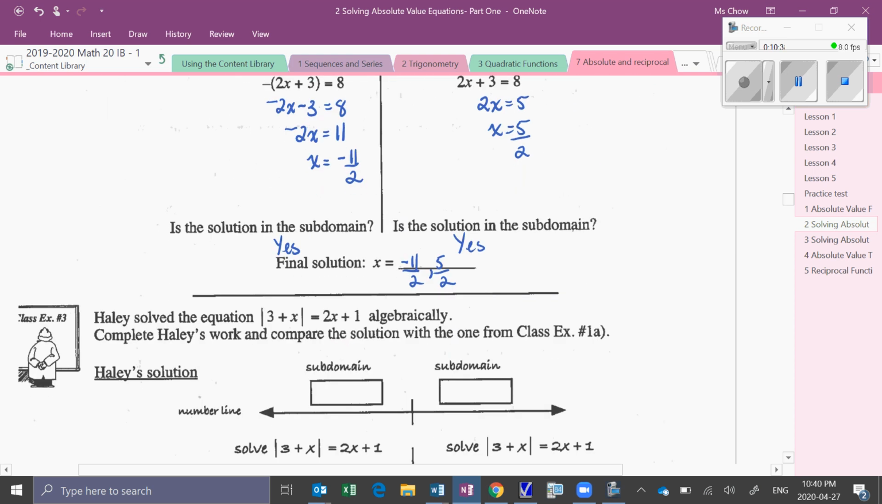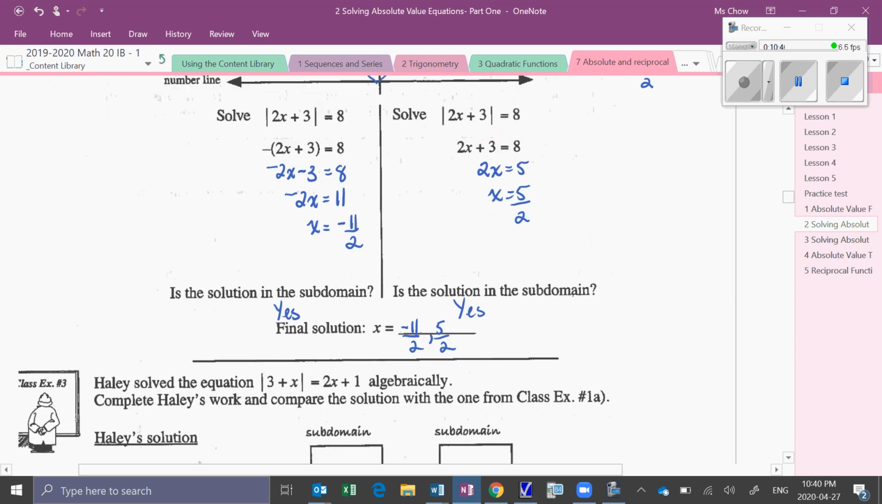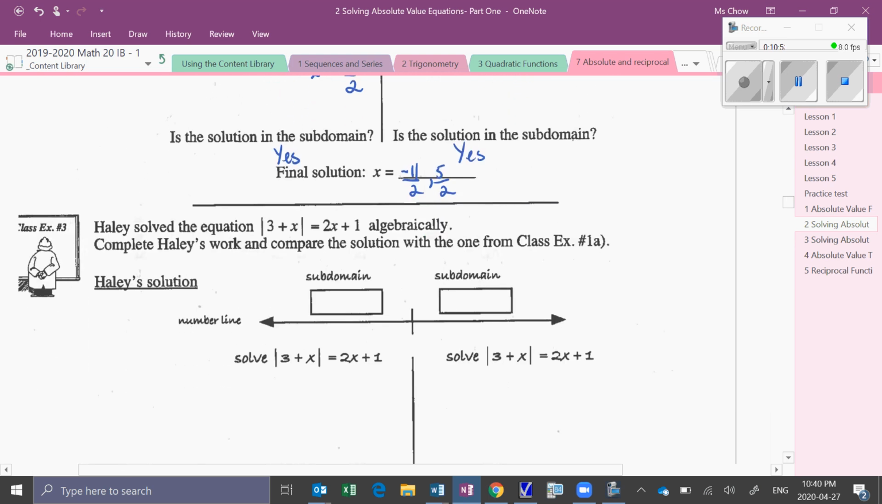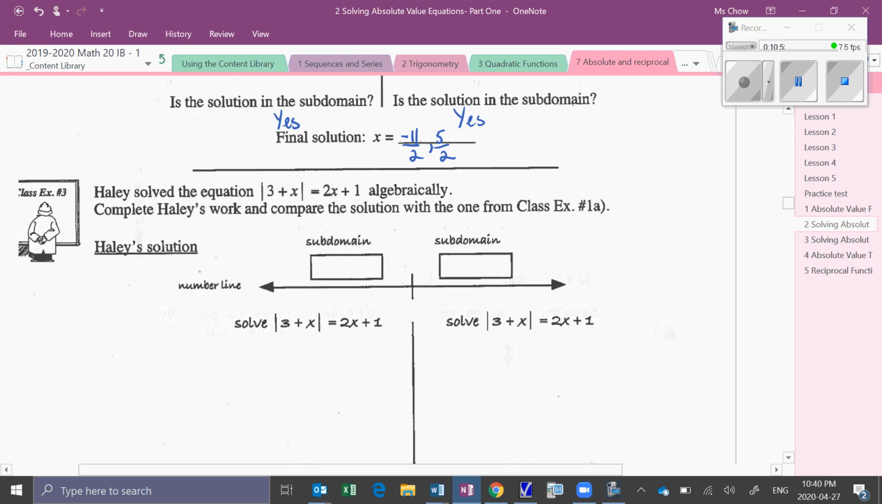Okay, so that's a nice piece for that verification. We don't actually have to do a full left side, right side check. If we're fully certain that our subdomains are correct, then we can just check whether our solutions fall within the subdomains. Okay, let's take a look at Haley's solution for the next graph, which was the absolute value of 3 plus x equals 2x plus 1.